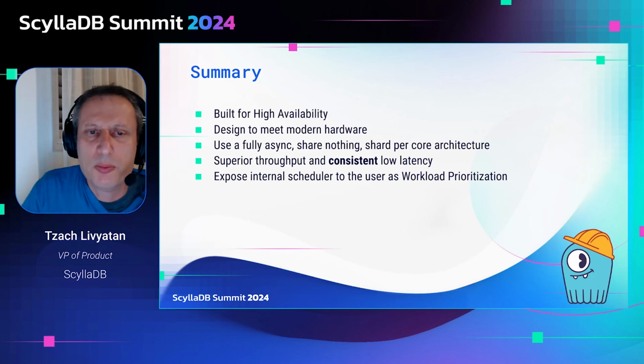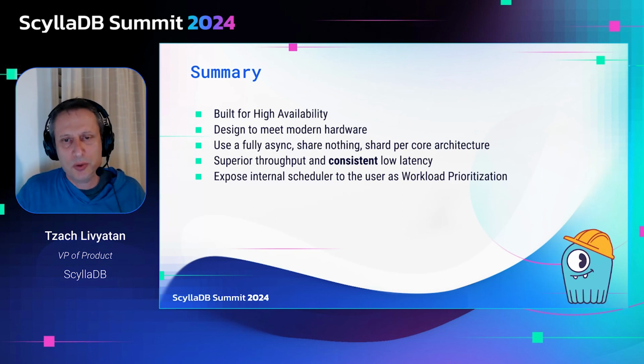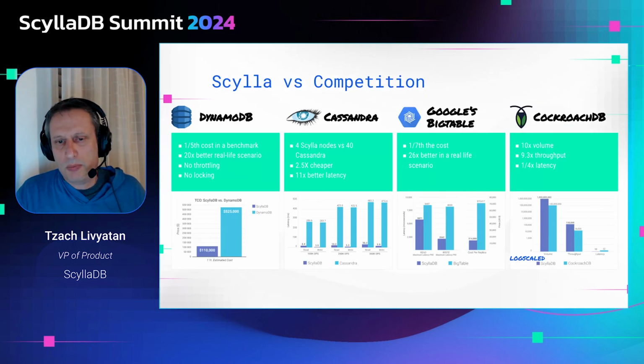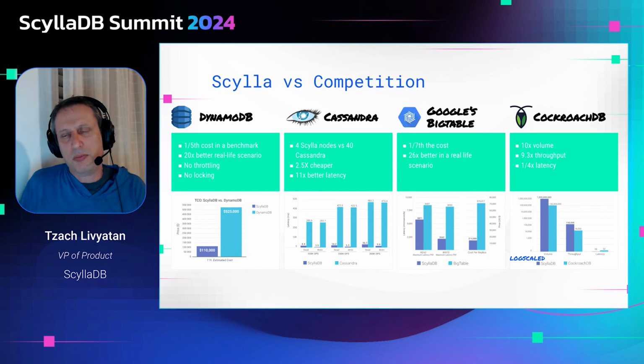So to summarize, Scylla is built for high availability and big data. Using the latest and greatest hardware, we can get great performance, and by great performance I mean high throughput, which translates to a lower number of machines and less money you spend on the cloud, and low latency, which translates to better service. We also expose internal scheduling so you can control it through workload prioritization. I won't get into an actual comparison with other databases, but believe me, and if you want, you can find the benchmarks showing that this performance gain translates directly to savings.